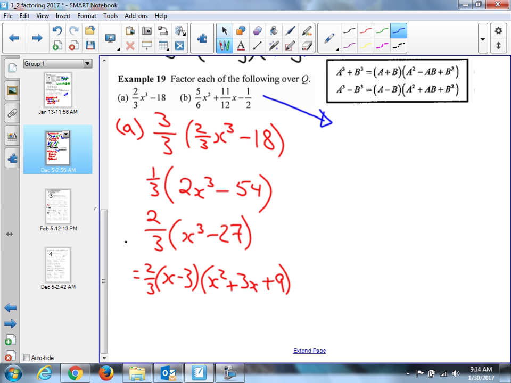Now, we have several ways of going about this one. But I would suggest getting rid of the fraction first. What could you multiply through over 6, over 12, and over 2 to get rid of all of those? Is there one number that you could multiply through this expression that would get rid of all of the denominators, canceling out?